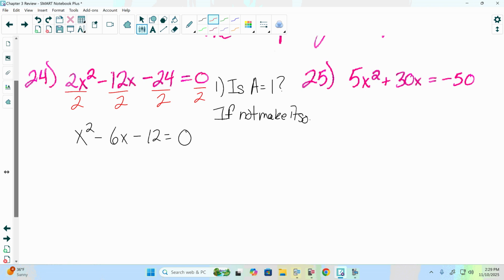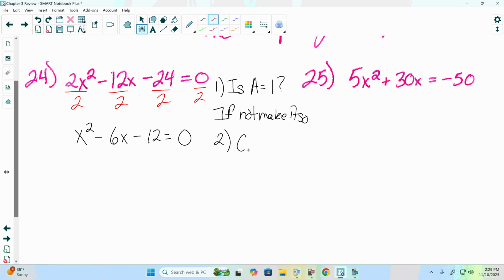Now, if the starting problem started out as just x squared minus 6x minus 12, the number in front of x squared is already 1. I don't have to do anything, because the main question is: is a equal to 1? If it's not, make it be 1. We need it to be 1.